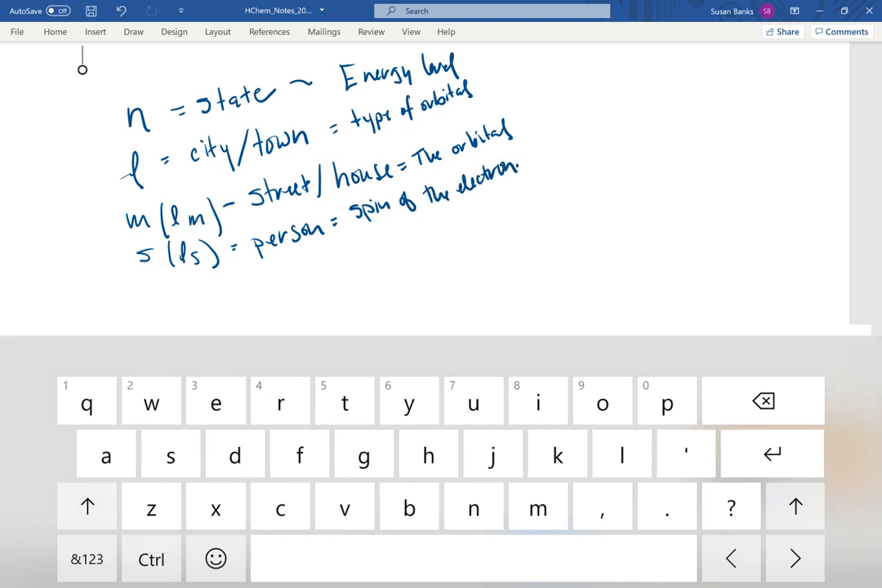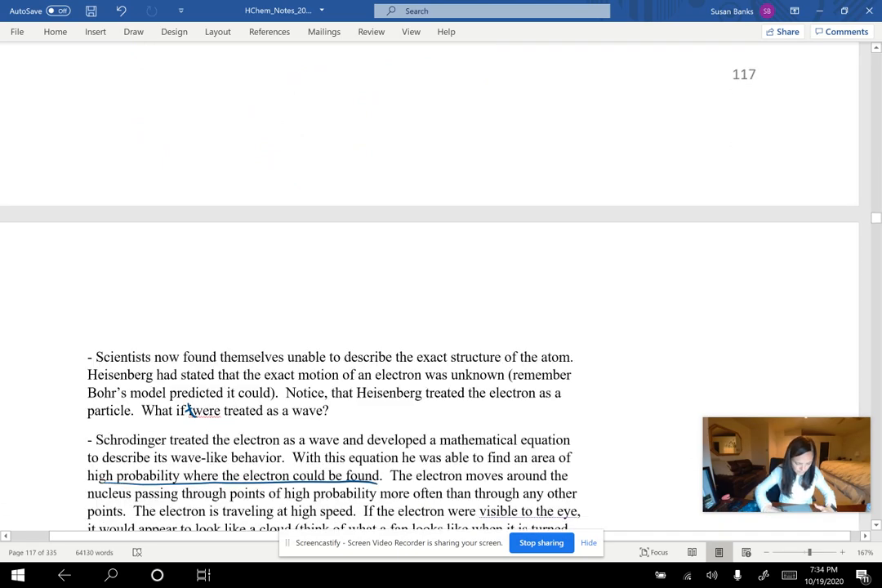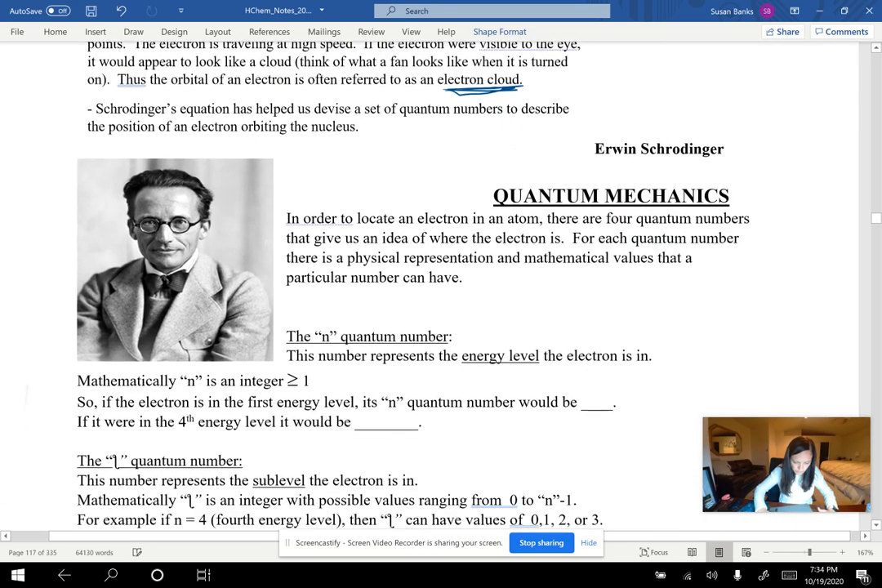Okay? There are mathematical rules that these go by. So I'm going to go over some of these mathematical rules. I'm going to do some examples, and hopefully we can get through these really quick. Okay, so here we go.